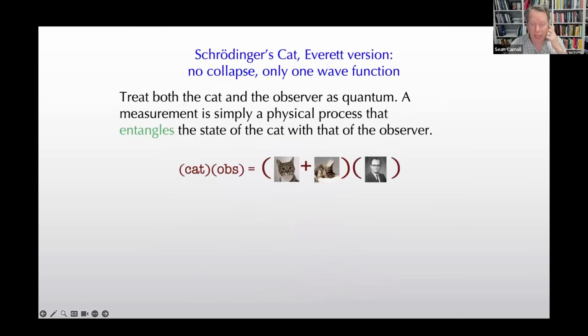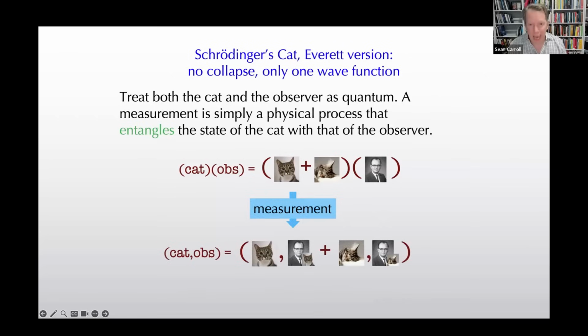Now, contrast that with Everett's version. What Everett says is you have to treat the observer as quantum mechanical as well. The observer is part of the wave function of the universe. So you have a quantum state that is the cat's in a superposition and the observer is ready to observe. And then the measurement process is simply obeying the Schrodinger equation and the observer becoming entangled with the cat. So the wave function doesn't collapse. It's always obeying the Schrodinger equation. And what happens is you get a superposition of the cat's awake and the observer saw it awake, plus the cat's asleep and the observer saw it asleep, okay?